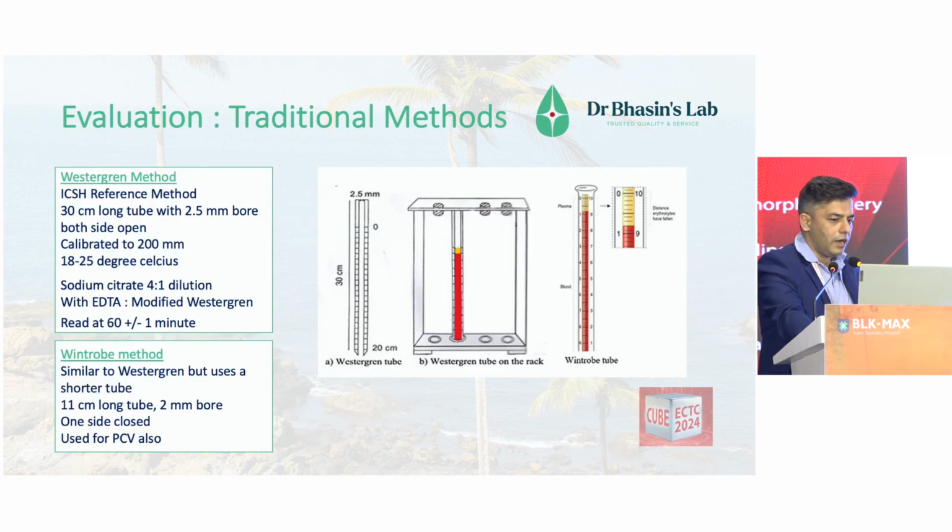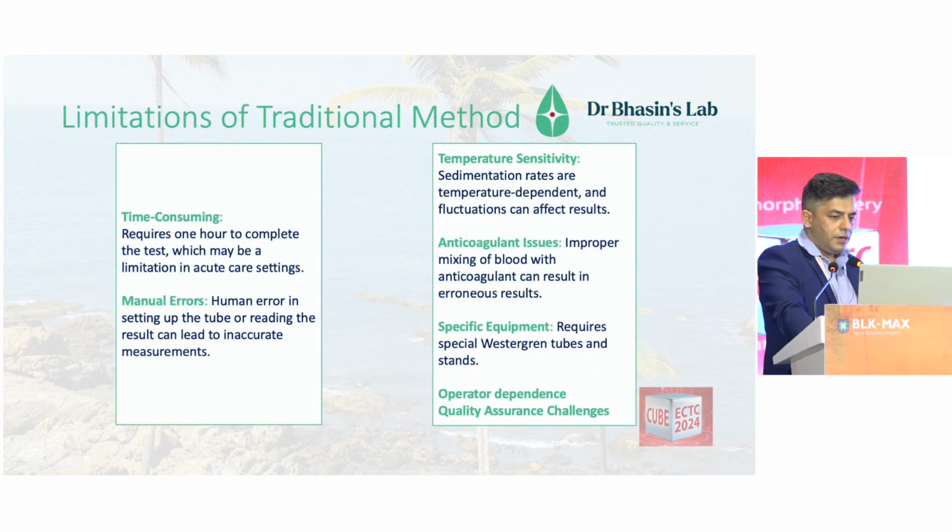So talking about evaluation through traditional methods, we all know the Westergren method. It is the ICSH reference method, a 300 mm long tube with 2.5 mm bore open on both sides, at 18 to 25 degrees Celsius with sodium citrate of 4:1 dilution. We can use EDTA also as an anticoagulant, so that's called a modified Westergren. And Wintrobe just uses a smaller tube, 11 centimeter long with 2 mm bore, and can also be used for PCV.